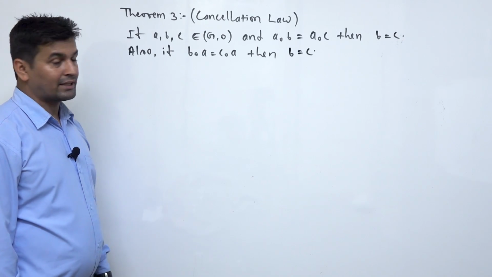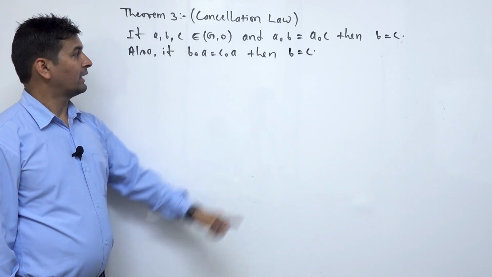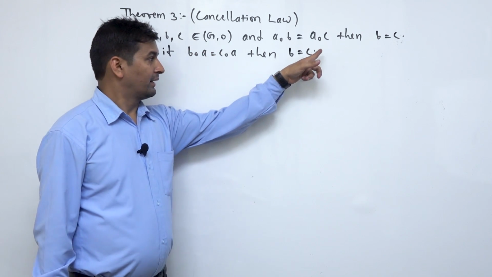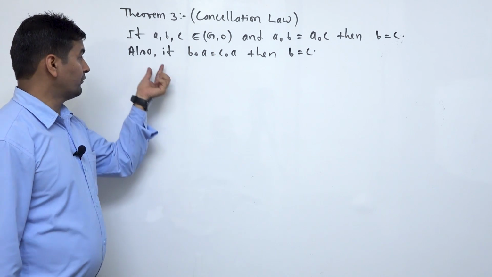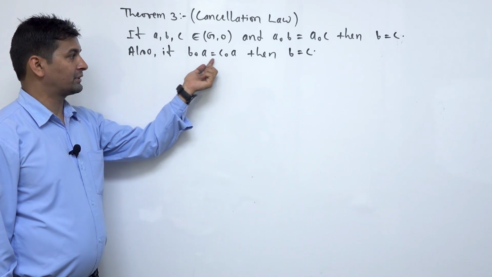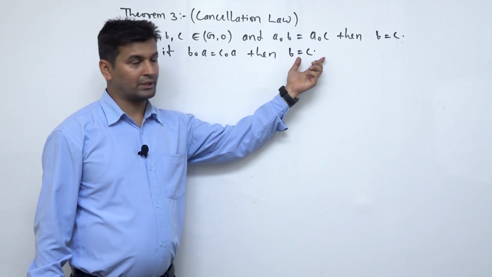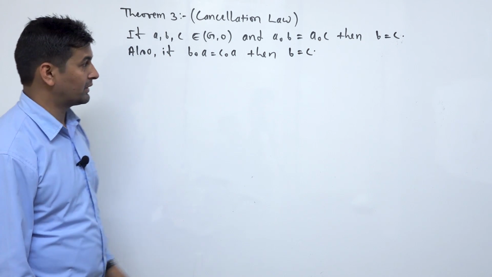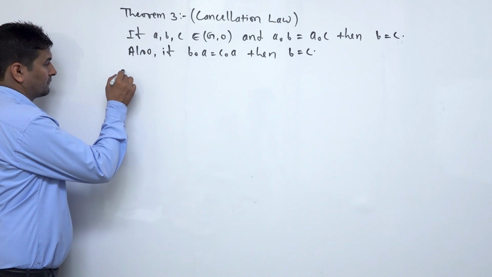Theorem 3, it is cancellation law. If A, B, C belongs to G, not, and A not B equals to A not C, then A we can cancel and we can say that B equals to C. And if B not A equals to C not A, then also here we can cancel A and A. We have to prove B equals to C. These two things we need to prove in this theorem. This theorem is known as cancellation law as well. Proof.